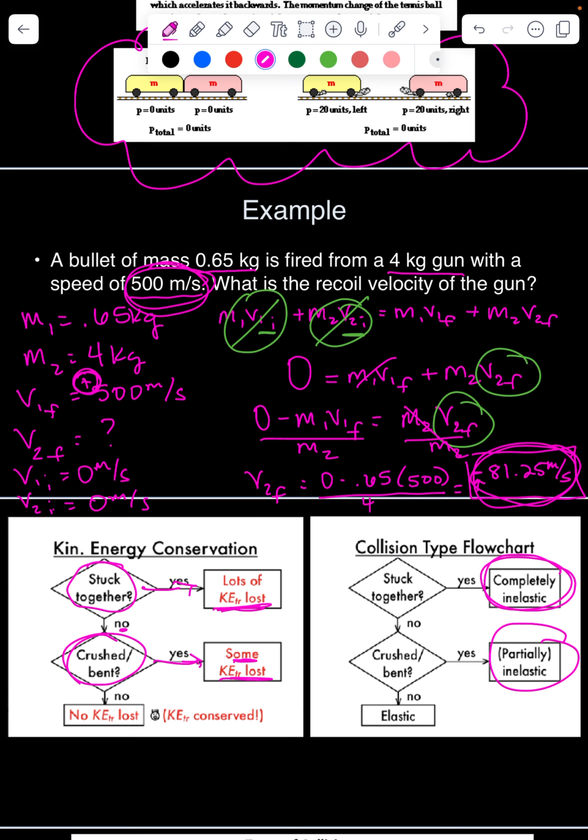All right, if it has not been stuck together and if it has not been crushed or bent, that means that no kinetic energy is lost and we have an elastic collision. All right, so in both of these, momentum has also been conserved.